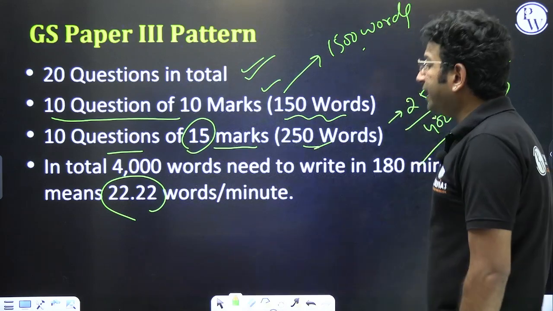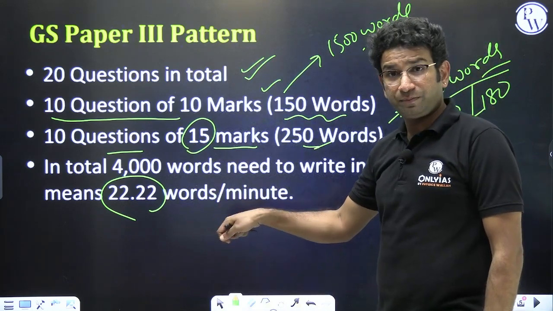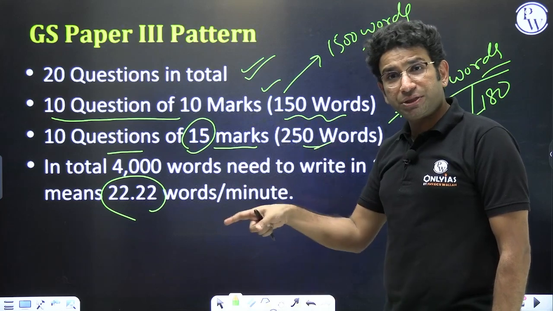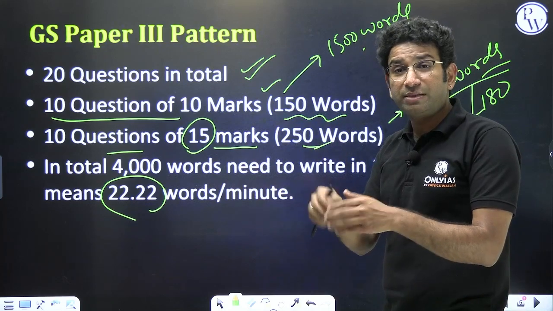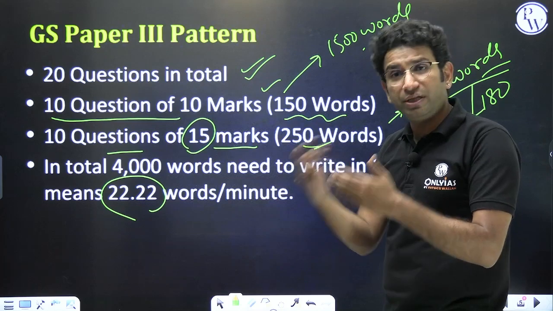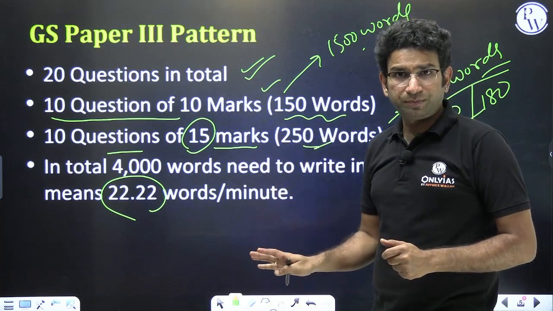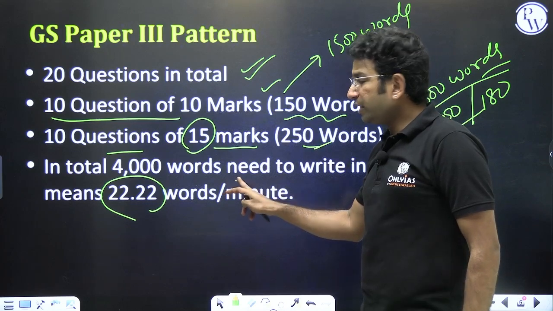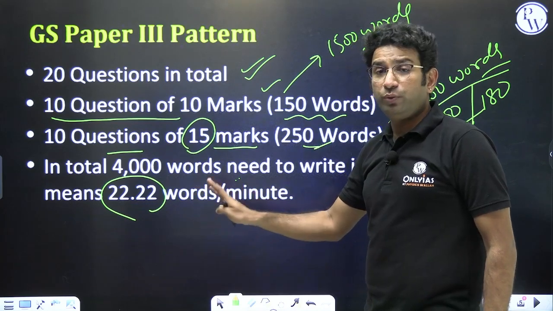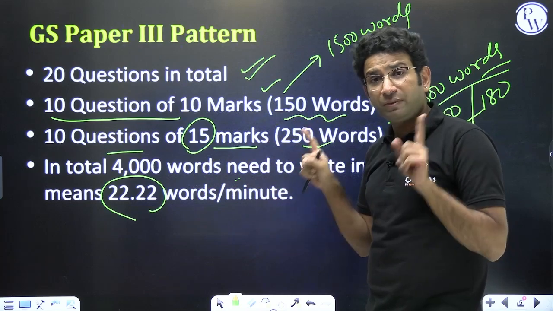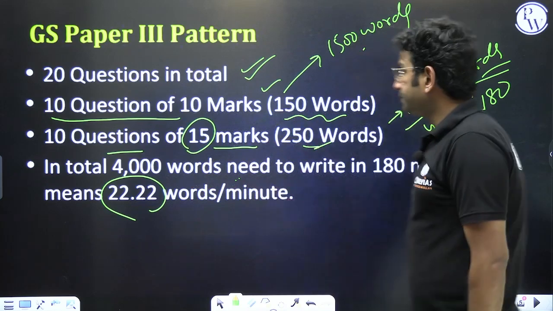So first of all, writing 22 words a minute in the examination hall, while you also need to provide some time to read and understand the question. You need to read the question, you need to understand the question, and then you need to write the answer also. You getting what I'm saying? So in this case, you need to write 22.2 words, which is not easy at all in examination conditions.